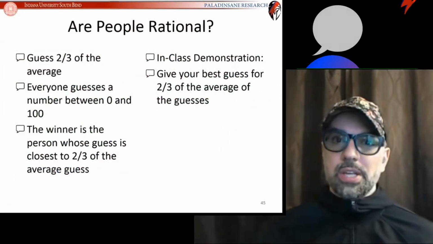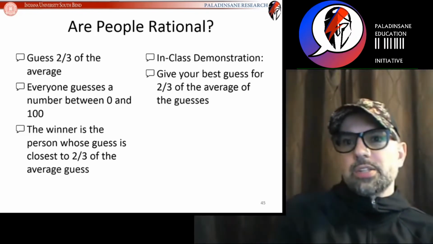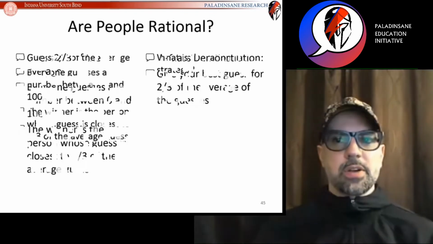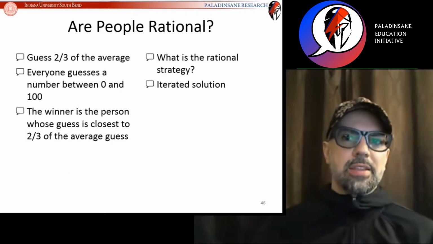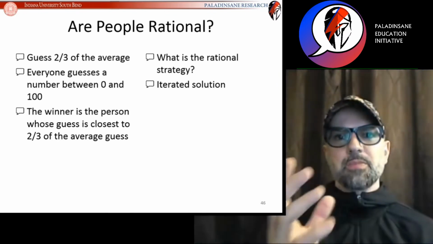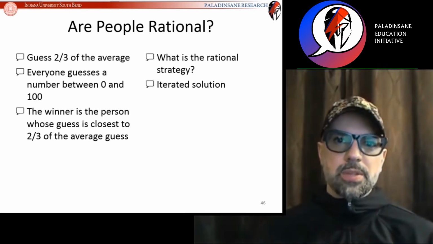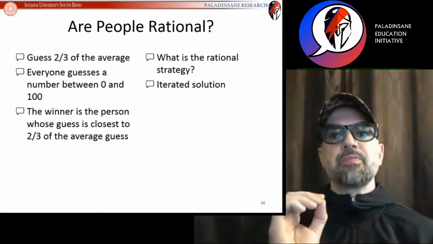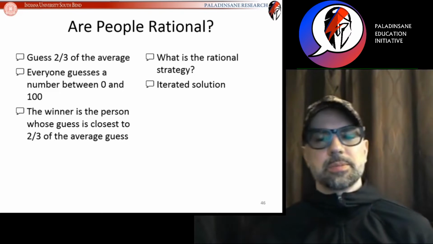All right, so do you got your numbers ready? Do you have your prescriptive solution? And do you have your descriptive solution? Well, let's take a look at the prescriptive solution first. What is the rational strategy for this particular game? And the easiest way to identify what the rational strategy is, try to do an iterated solution. Go kind of step by step working through this game to see what a rational player would do. And again, this is assuming they're also playing against other rational players.